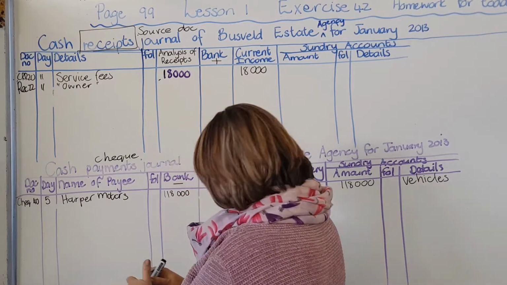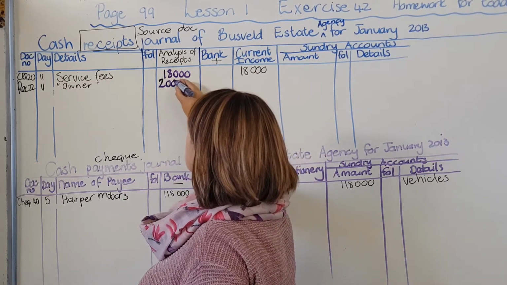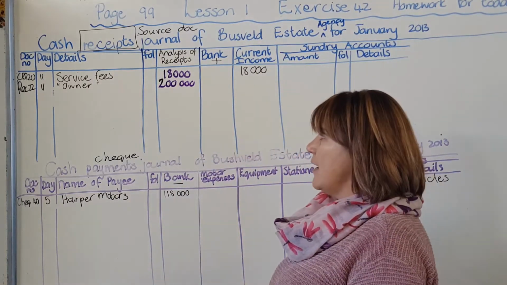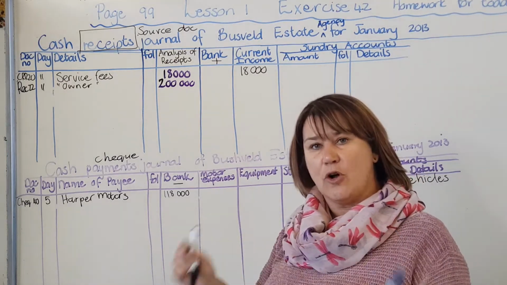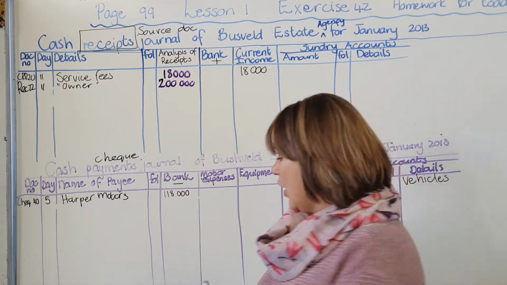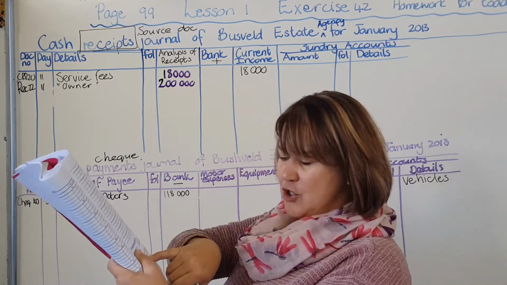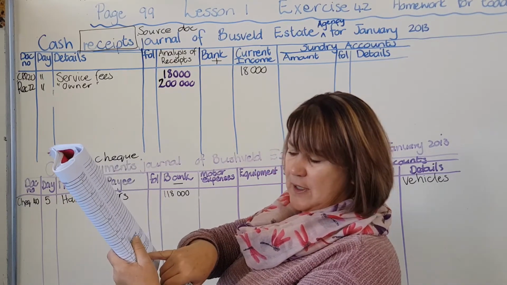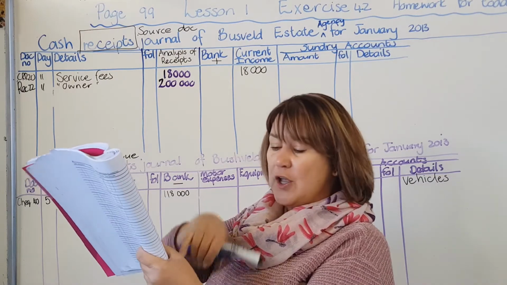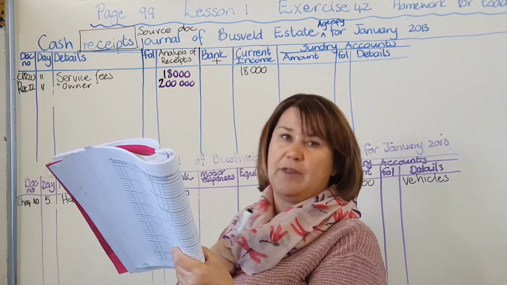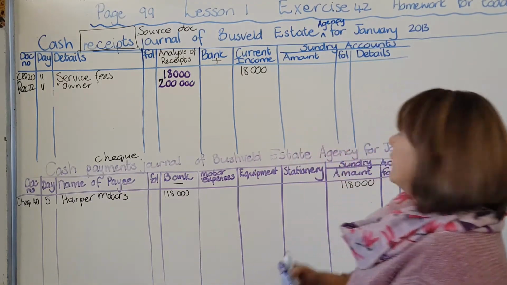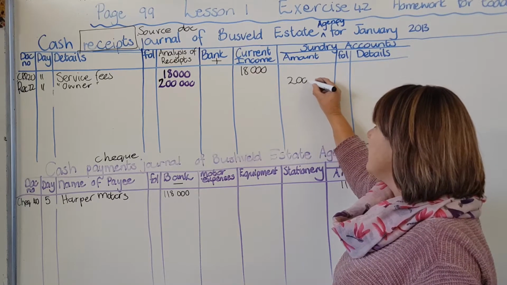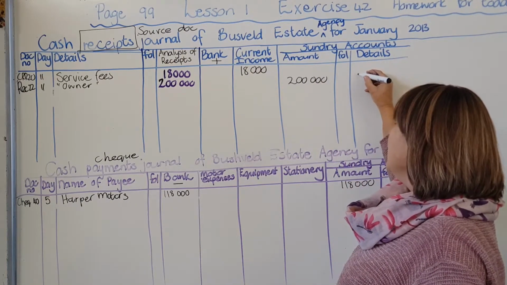200,000. So I'm going to add that into my analysis column. And then that 200,000 Rand, the owner gave it as a capital contribution. He increased his capital. So if you look on page 42, there by information, you'll see this owner already, its capital contribution is 375,000. So it's going to be increased with another 200,000 Rand. So that's why there's not a capital column. So in your sundry account, amount will be 200,000 and then it will be capital.